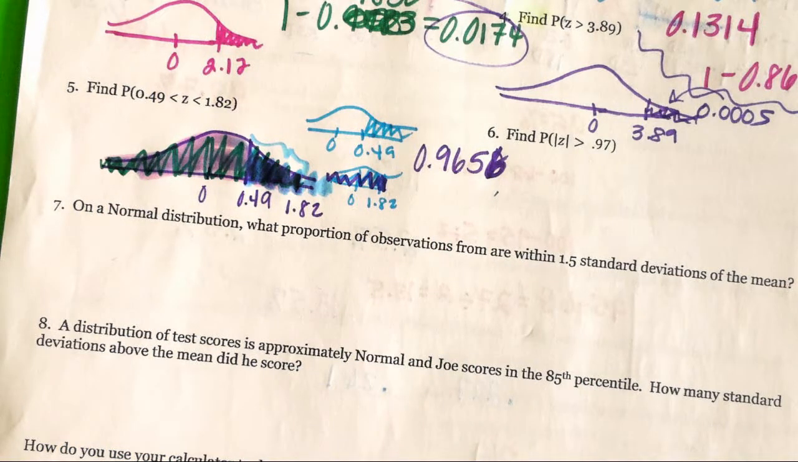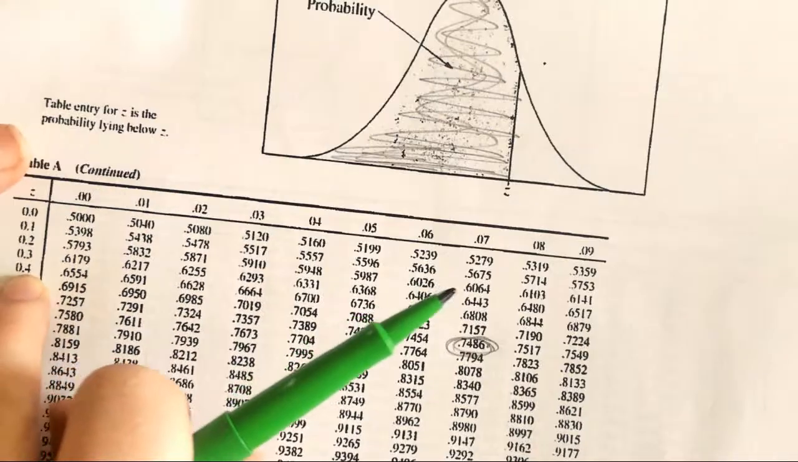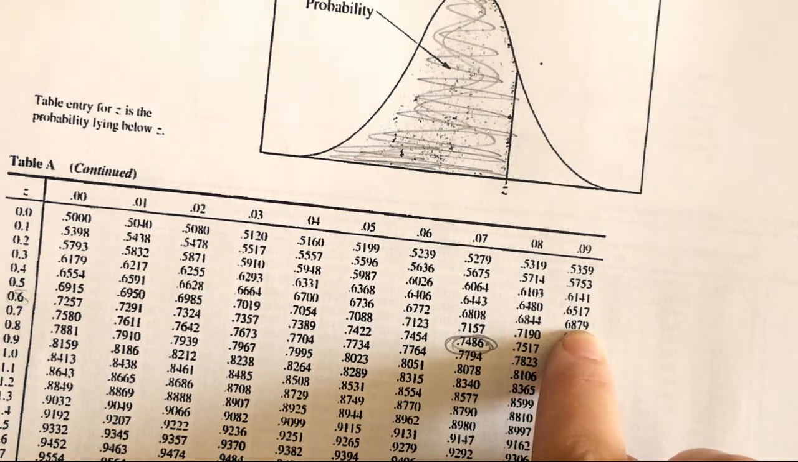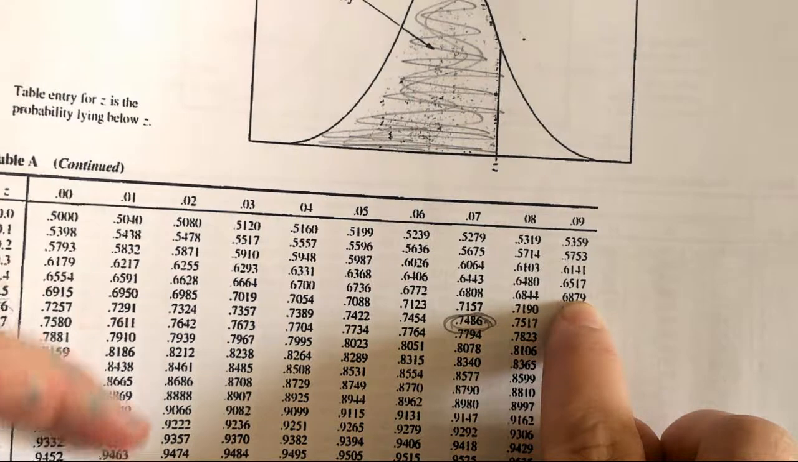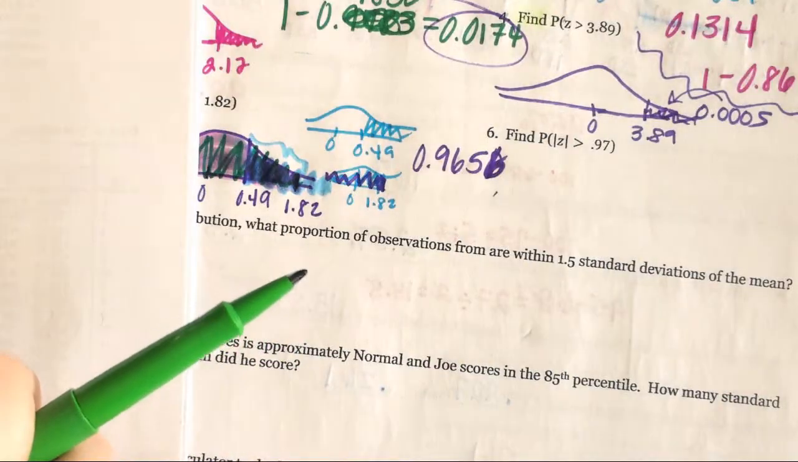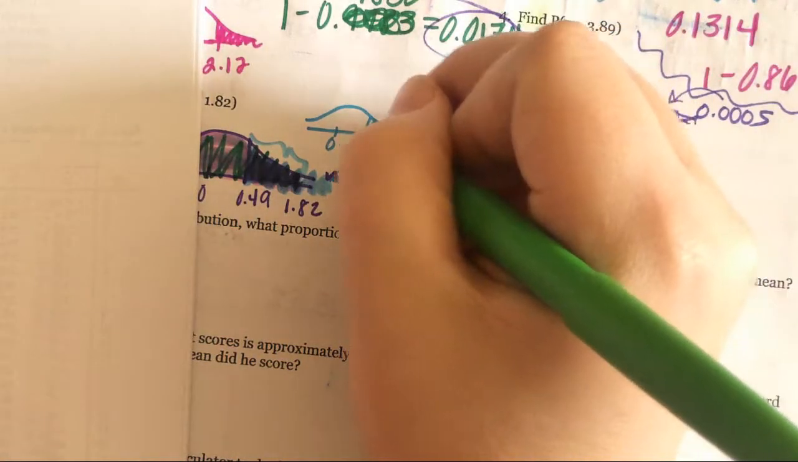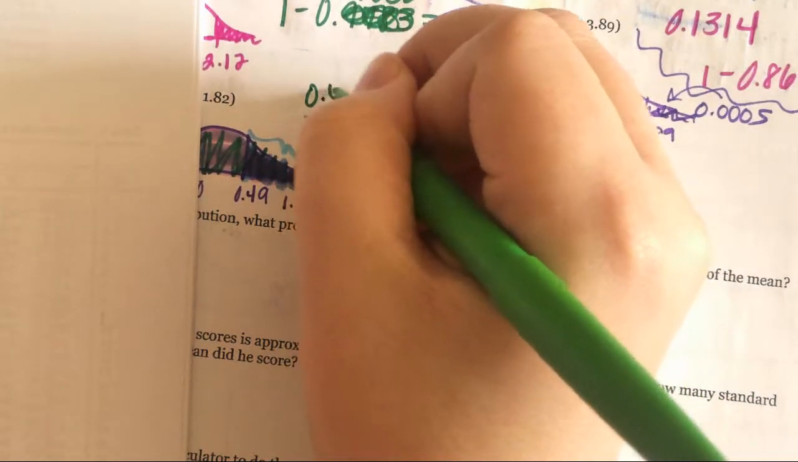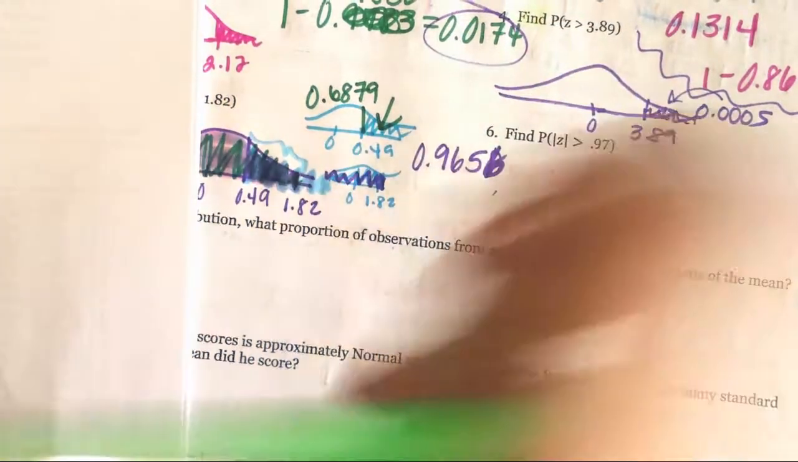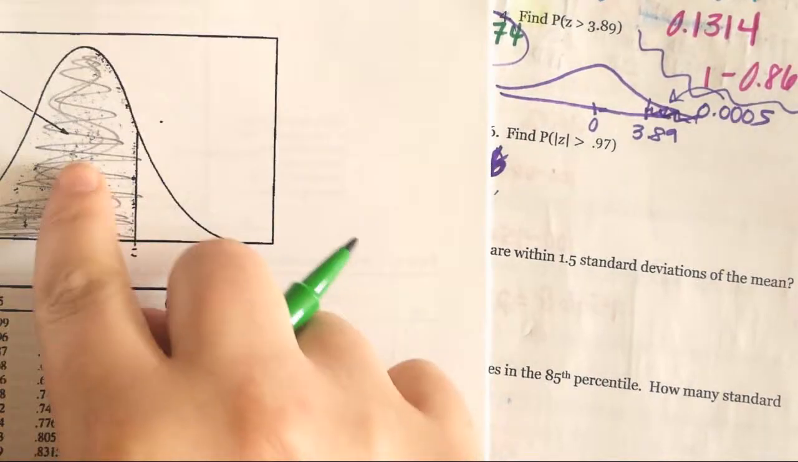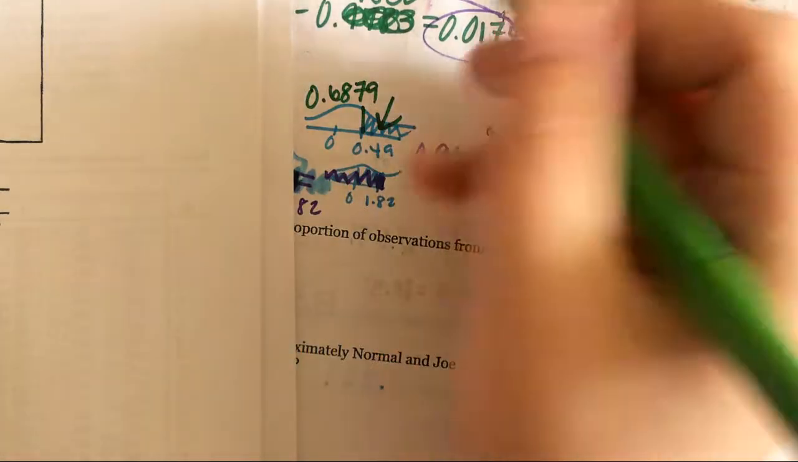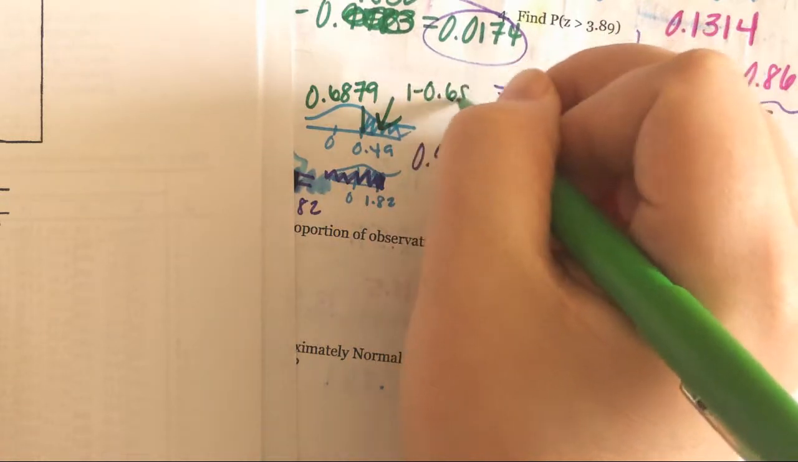So I look on the chart. I've got 0.4. I need to find 0.49, which is 0.6879. But if we're looking back at what Miss Compton just drew, if we were going below, it would be 0.6879. But we shade above. Isn't it shading below? Don't we need the above? So we're going to do 1 minus 0.6879, which is what?